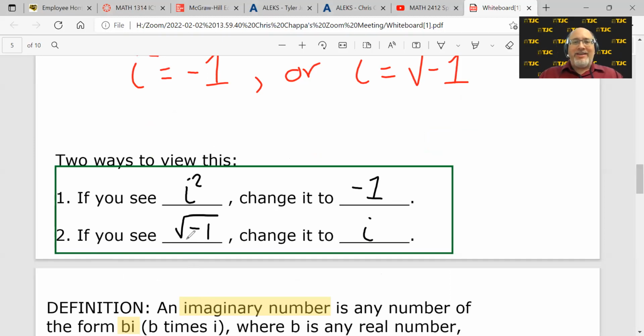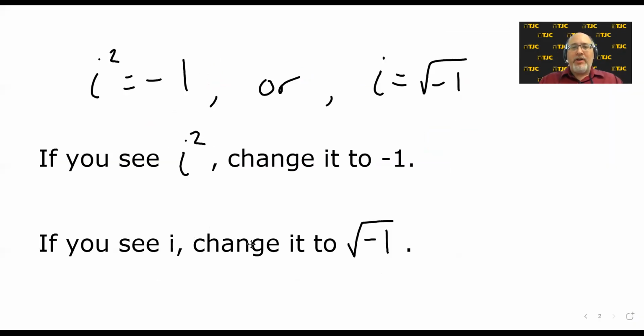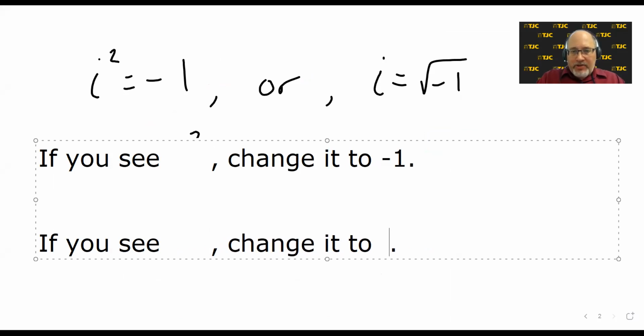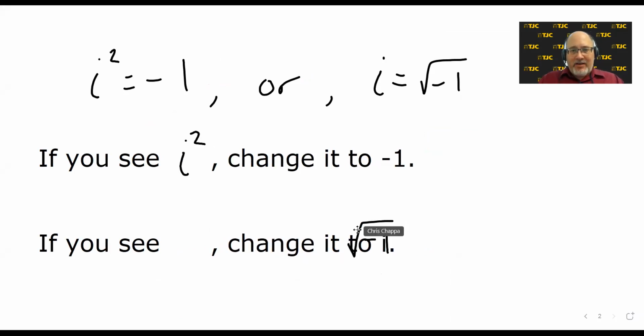Here, I wrote if you see i, change it to the square root of -1, which is not a wrong thing to do, but is not what you would normally do. You would see a square root of -1 and you would change it to i. Oh boy, get that out of there. And you too. All right. So if you see a square root of -1, change it to i.